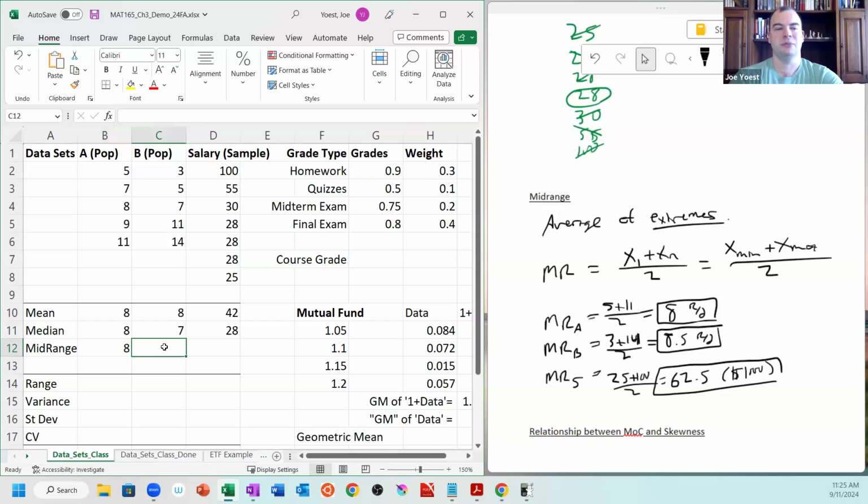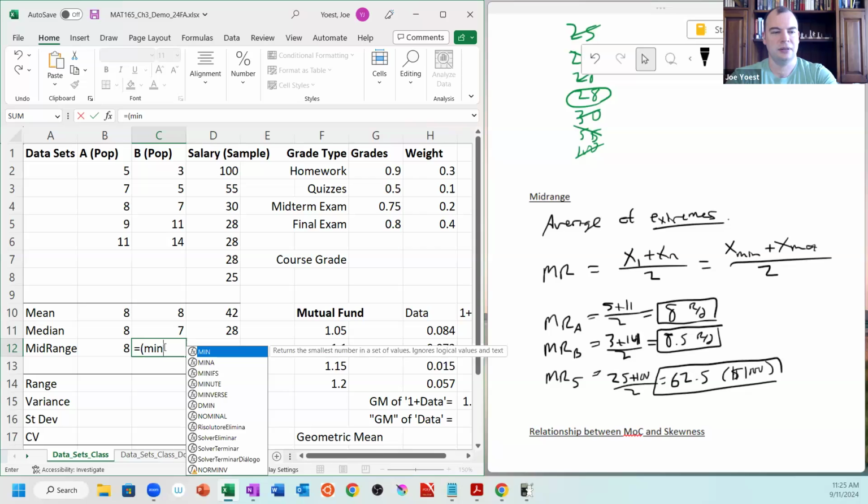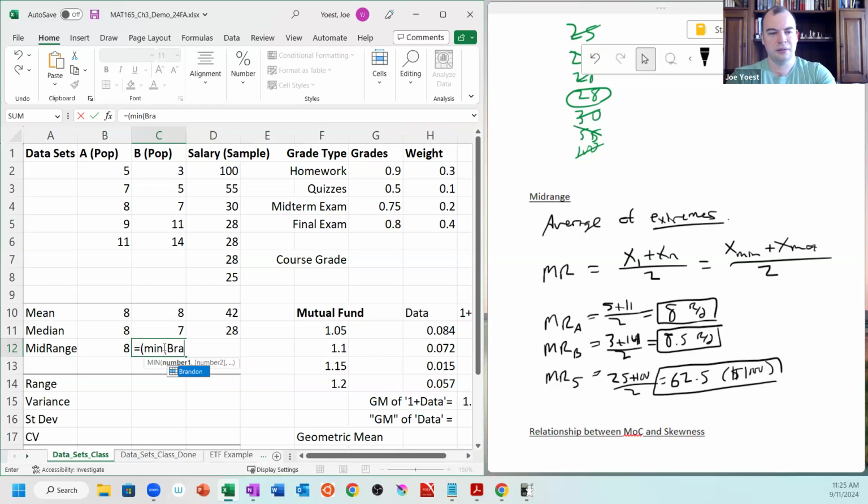Let's go through that again for Brandon. I want Excel to calculate something. I type equals. I have a complicated numerator. I need parentheses around the numerator. I want to compute the minimum of the Brandon data. So minimum of Brandon data, I close the parentheses. That is all one idea now.